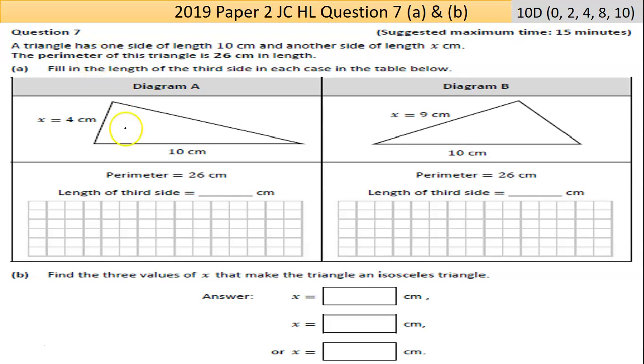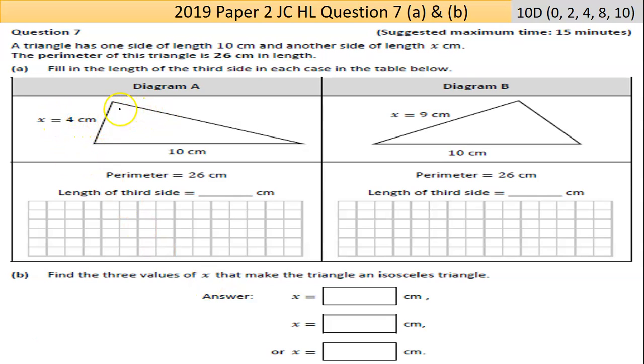So question 7 here looks like trigonometry. Let's read through it. A triangle has one side of length 10 centimeters and another side of length x centimeters. The perimeter of this triangle is 26 centimeters in length. Fill in the length of the third side in each case. So you have two different triangles. Let's look at diagram A, and the side of length x.